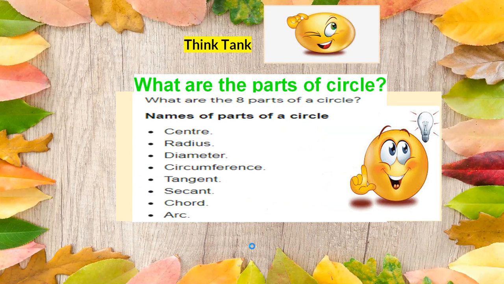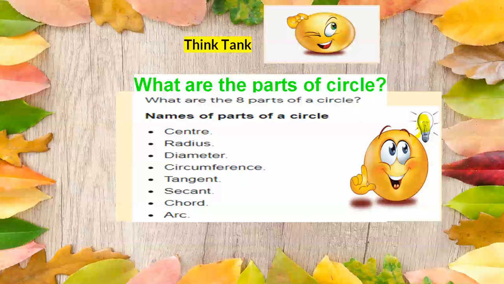First of all, the screen is visible to you, that is think tank. So what are the parts of a circle? What comes to your mind? Hmm. Center, radius, diameter, circumference, tangent, secant, chord, arc. That's great. So let's start. What are these?